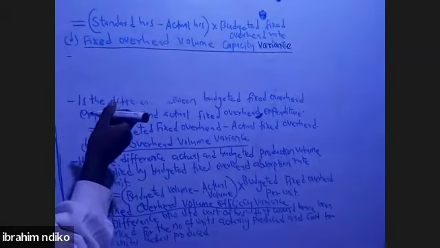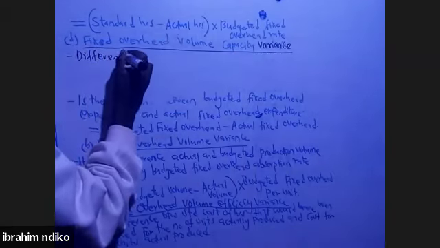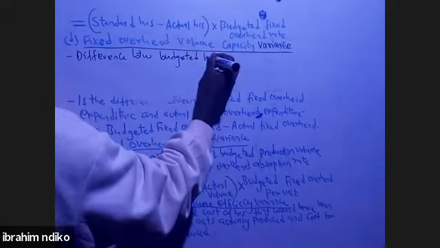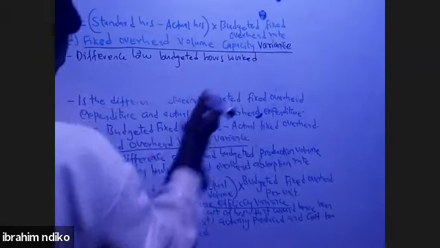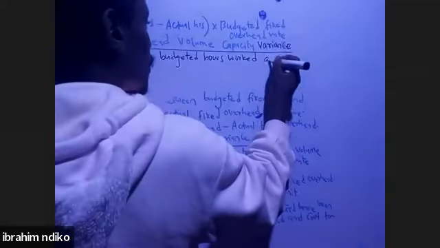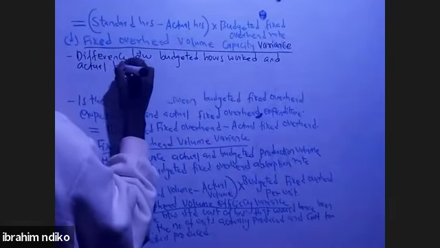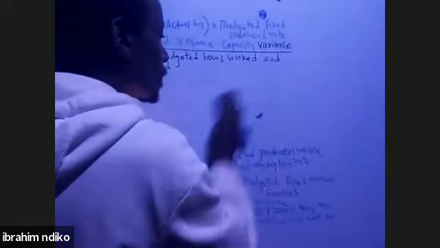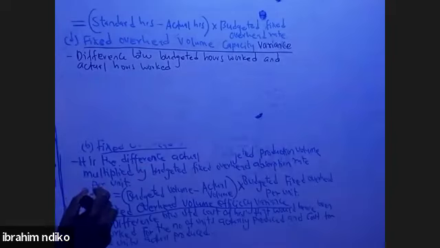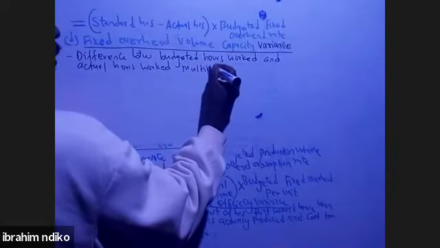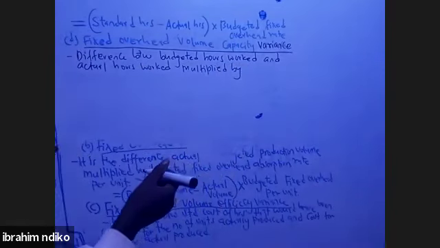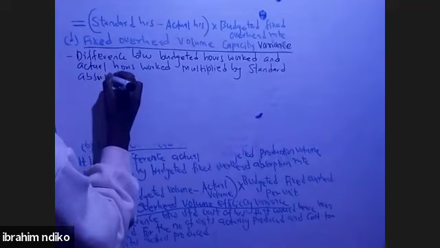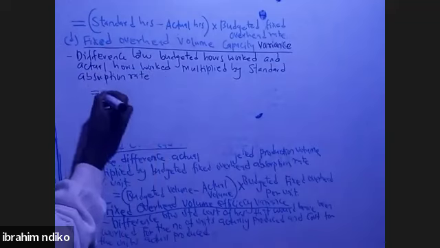Capacity variance. So this is the difference between budgeted hours worked and actual hours worked, multiplied by the standard absorption rate.